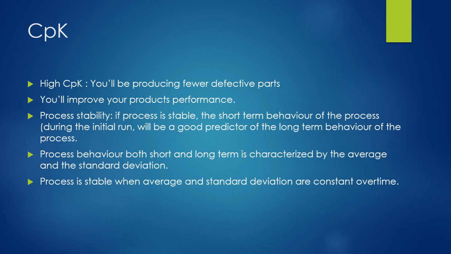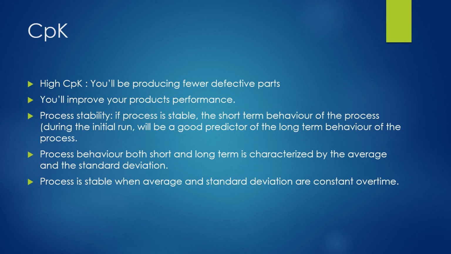So to perform CpK or Cp, we have to check the process stability. If the process is stable, the short-term behavior of the process, that means during the initial runs, will be a good predictor of the long-term behavior of the process. So this helps in the long-term behavior as well. So that's why I've said that CpK helps in knowing the behavior of the product in the long-term cases. So process behavior, both short and long-term, is characterized by the average and standard deviation.